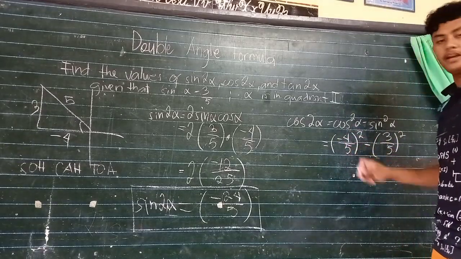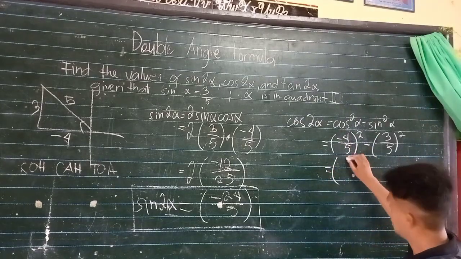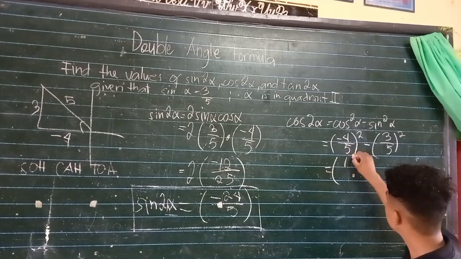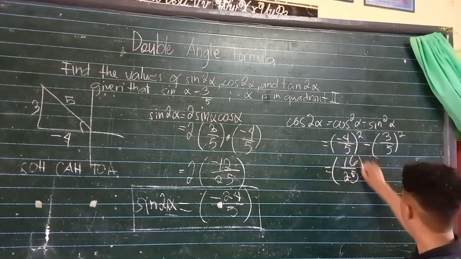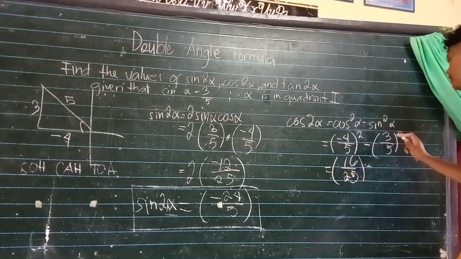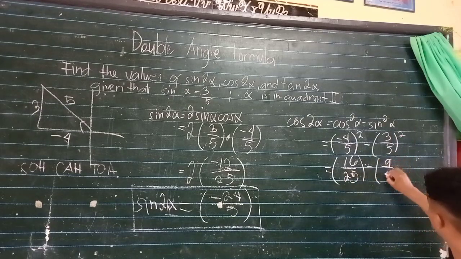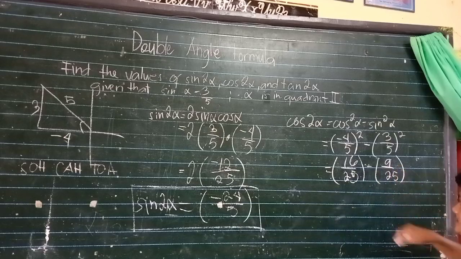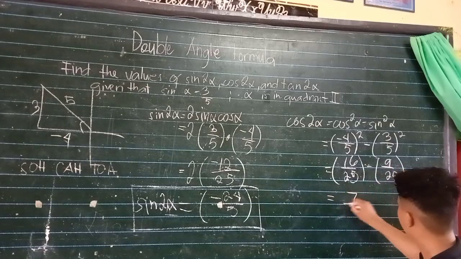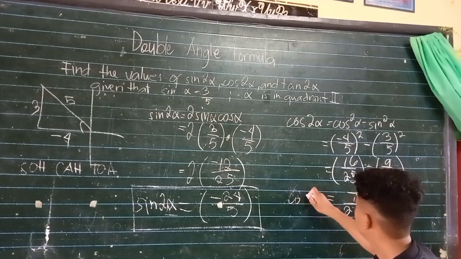Negative 4 over 5 squared is equal to 16 over 25. Minus 3 over 5 squared, which is equivalent to 9 over 25. 16 over 25 minus 9 over 25 is equal to 7 over 25. So here's our final answer.